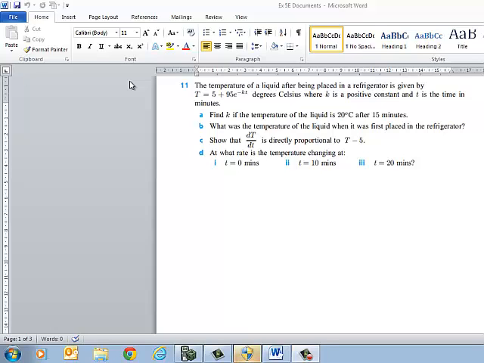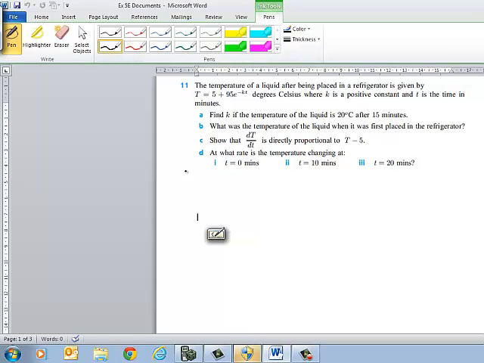Hi everyone, we're going to look today at question 11 from exercise 5E, so we'll get straight into it. In terms of the first bit, what we have to do is find the value of k using the temperature and the time. So let's do it. In part A, obviously the temperature is going to be equal to 20, so 20 is equal to 5 plus 95 e to the minus k times 15.